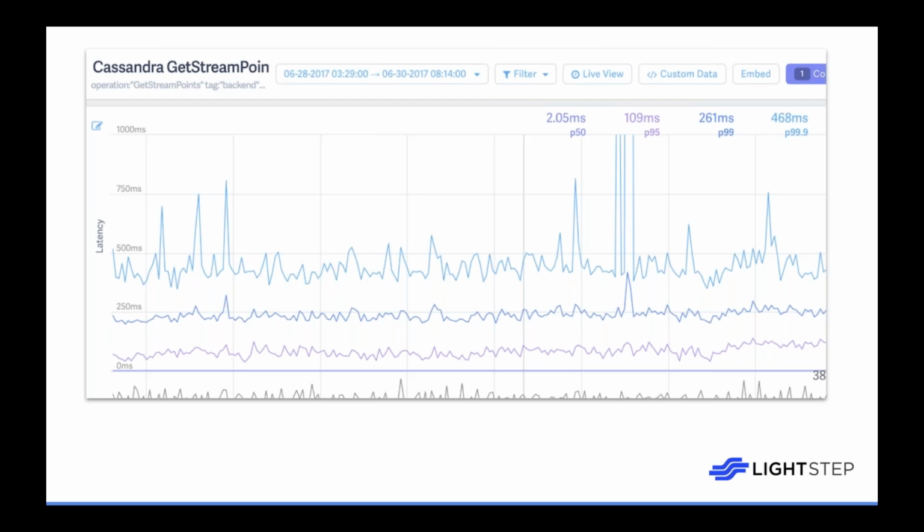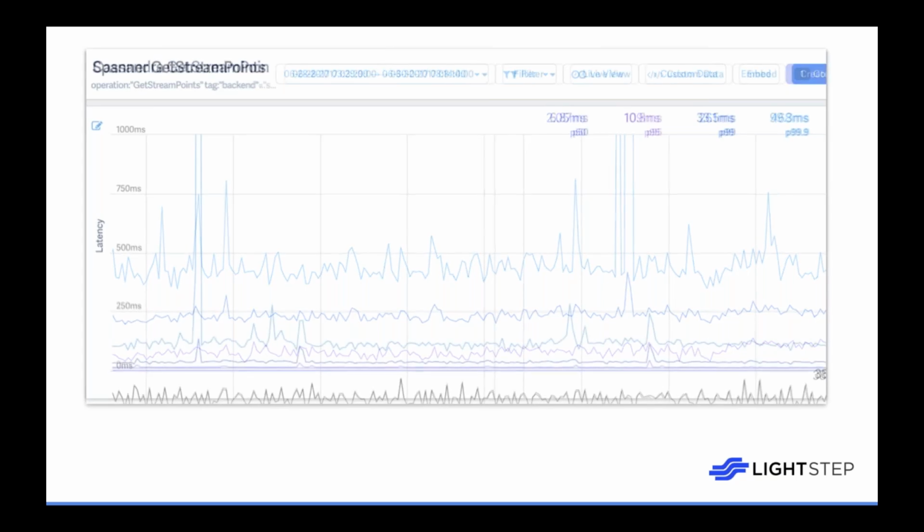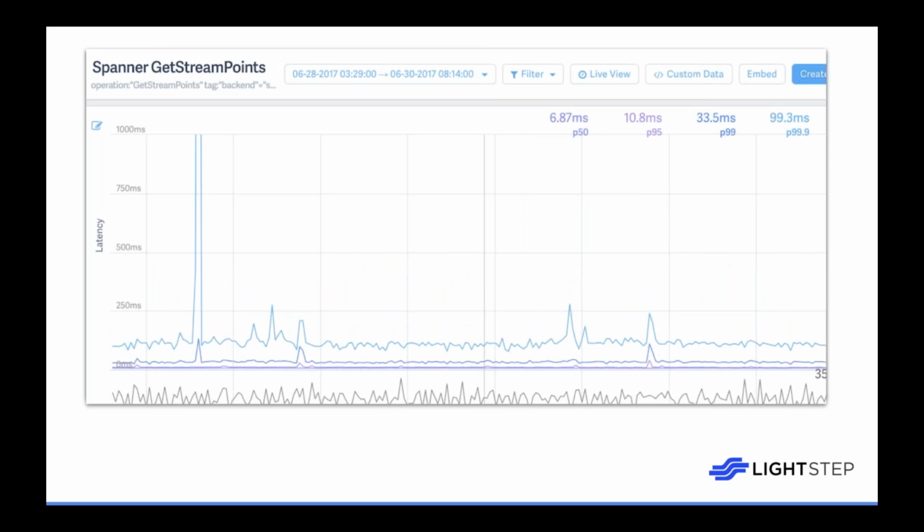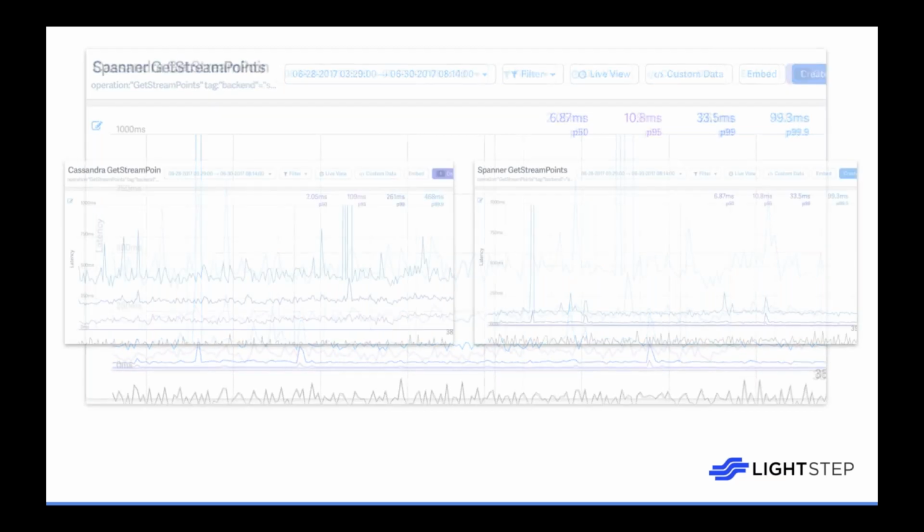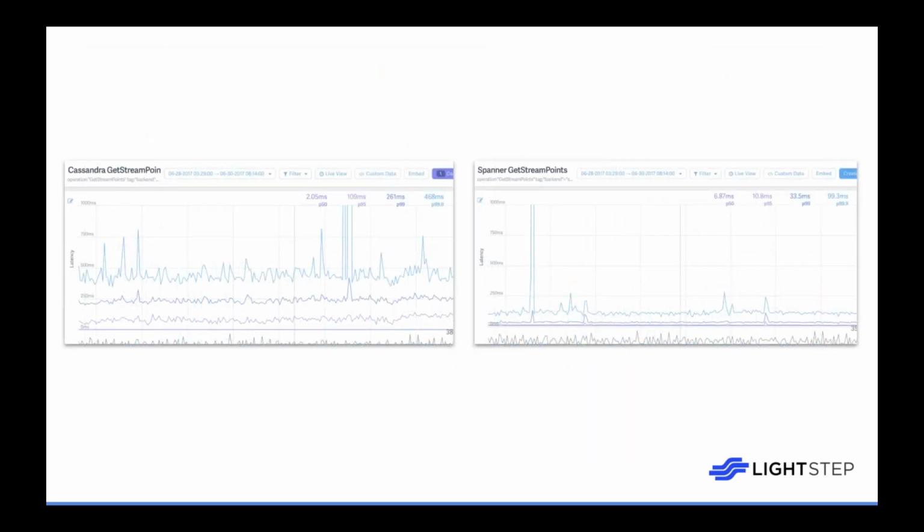Cassandra, the P50 latency was about 2 milliseconds. That's the flat line right next to 0. Then there are purple, blue, and light blue lines above that that represent P95, P99, and P99.9 latency. What we wanted to do was compare this against a SaaS solution, so we compared it against Spanner. And Spanner's graph looks pretty different. I can put these side by side. It was pretty interesting to see some of the performance characteristics that were different. One thing is that the median latency on Spanner is quite a bit higher. It's more than 3 times higher.